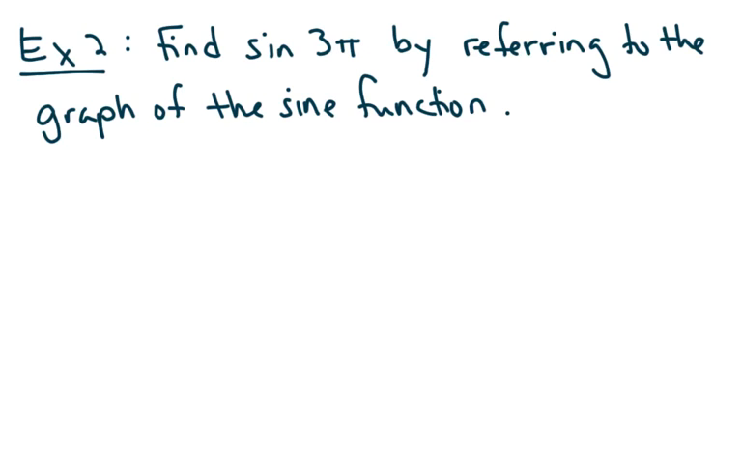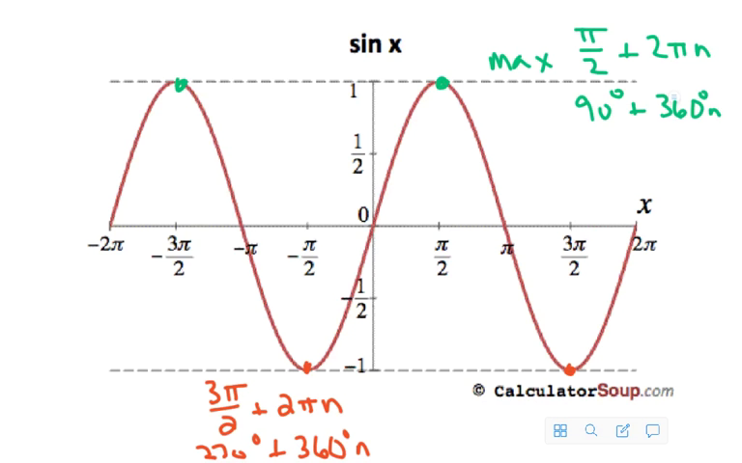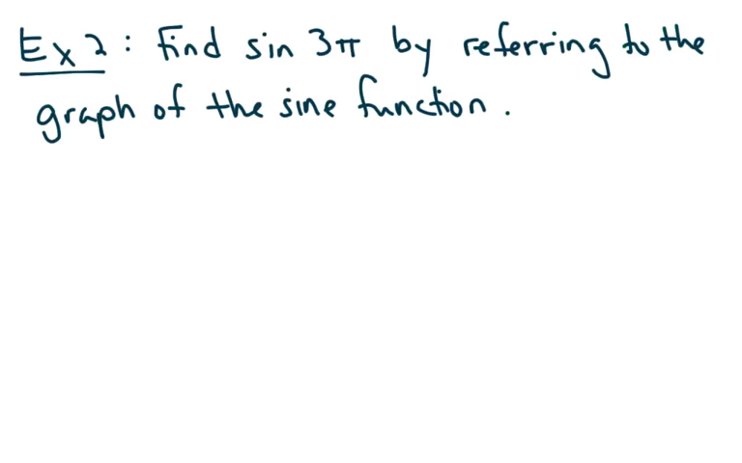So in example 2, we want to find the sine of 3 pi by referring to the graph of the sine function. And we actually just did this a second ago. So let me go back to this graph. We said that the x-intercepts were occurring at every pi. So at 3 pi, the graph must hit the x-axis. Well, if 3 pi is the input, the output is going to be 0.